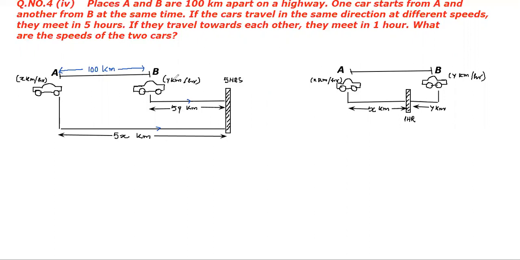So car B is moving y kilometer per hour. In 1 hour, it is moving y kilometer. After 5 hours, this car B is at this place. So from the place where it started its journey to the point where it is right now, how much distance is it? In 1 hour, it is traveling y kilometer. That means in 5 hours, it must have covered 5y kilometer.